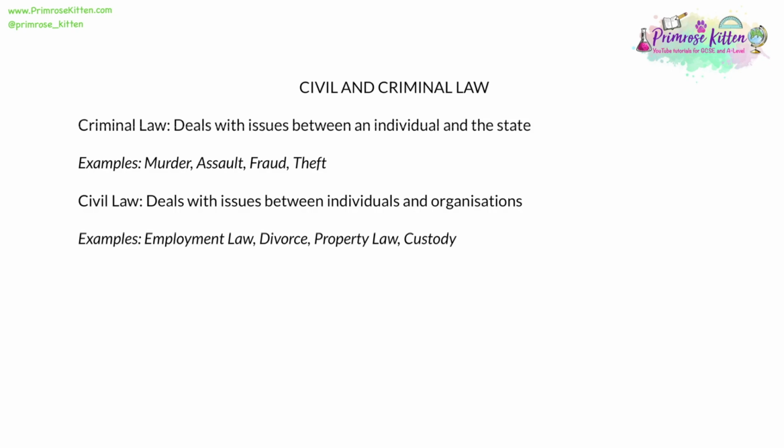There is a distinct difference between civil law and criminal law. Criminal law deals with issues between the individual and the state. Examples include murder, assault, fraud, theft, issues where a crime has been committed. Criminal cases need to be proven beyond all reasonable doubt. Civil law deals with non-criminal issues between individuals and organisations, such as custody battles, property law, employment law, and divorce. Civil cases need to be proved on the balance of probabilities, rather than beyond all doubt.